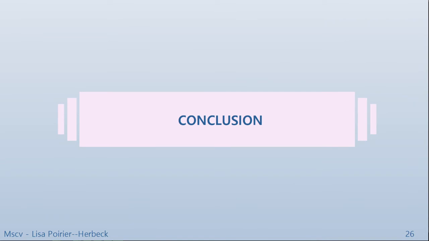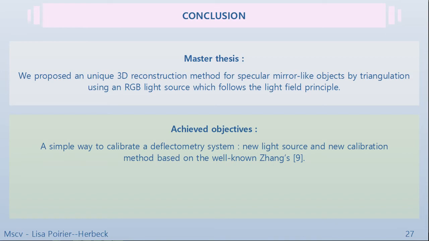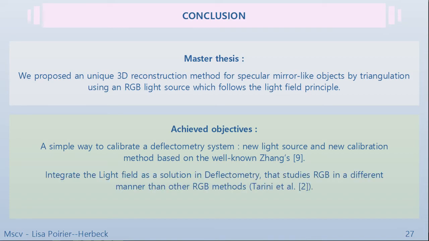So, to conclude this presentation, in this work, we propose a unique 3D reconstruction method for specular mirror-like objects by triangulation using an RGB light source which follows the light field principle. We have provided a simple way to calibrate a deflectometry system with a new light source and a new calibration method based on the well-known Zeng's. We also integrate the light field as a solution in deflectometry that studies RGB in a different manner than other RGB methods, like the method of Tarini. And our first experimental results are encouraging and validate our proposed approach.